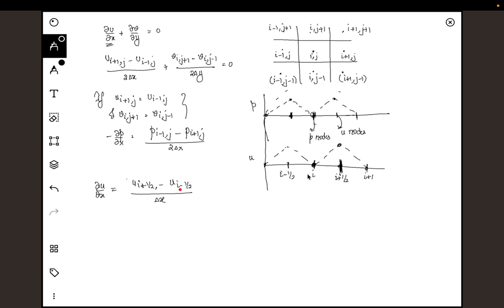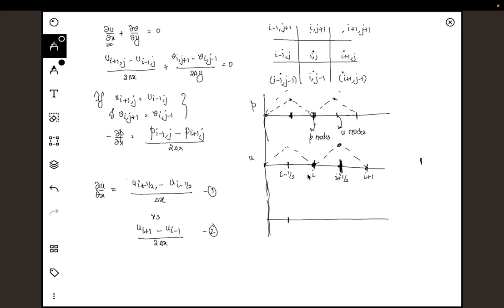Because I'm using ui plus half and ui minus half instead of the previous one, ui plus 1 minus ui minus 1, this versus this is what we are trying to compare. Let's say this is 1, this is 2. 1 versus 2 is what we are trying to compare. In the second case, because I'm using this equation, if checkerboarding happens, it will be between ui plus half and ui minus half. Only if both of them are equal to 0 will it turn out to be 0.